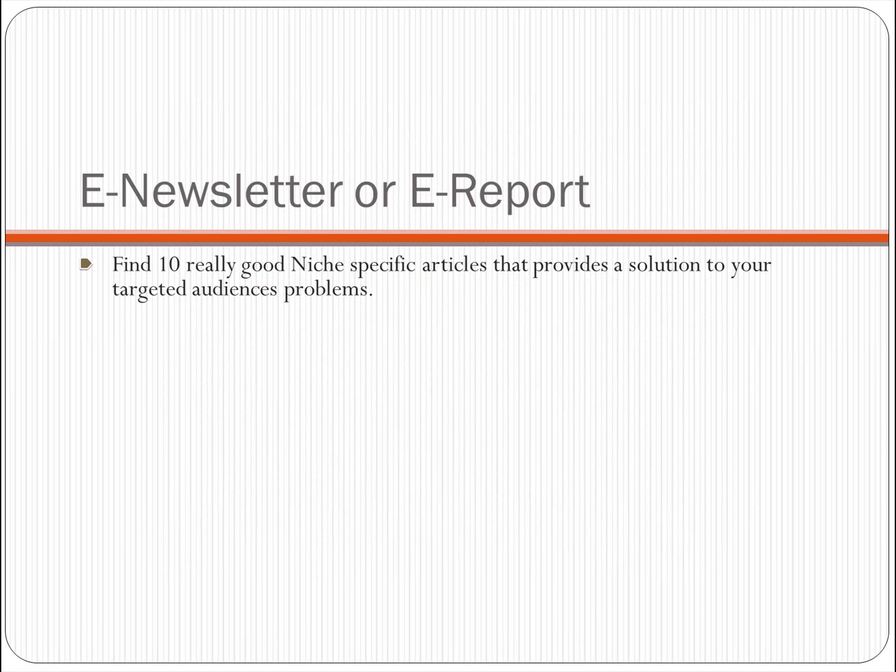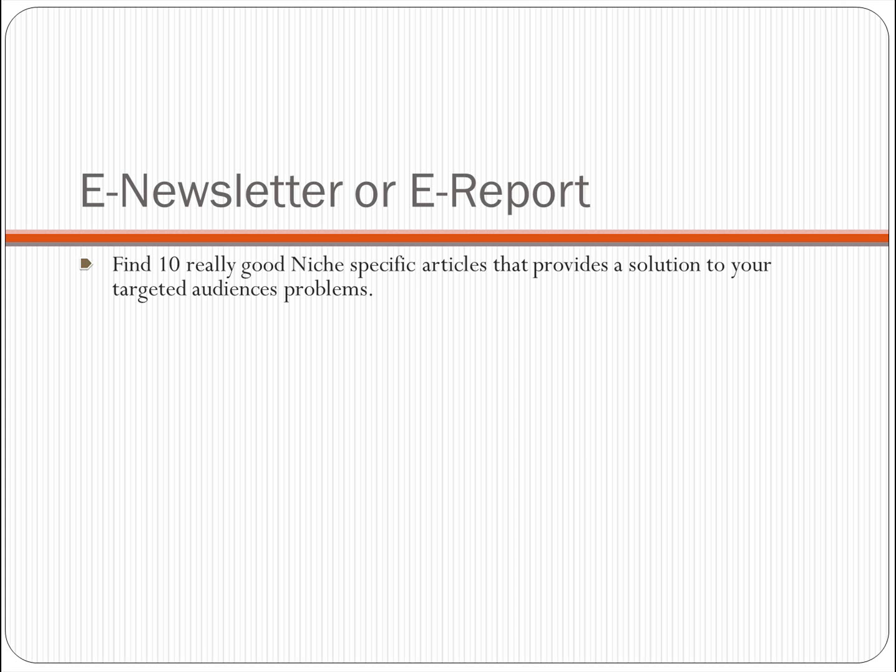All right, next we're going to be talking about an e-newsletter or an e-report. Now, this is kind of a unique way that a lot of people don't teach about of creating a free product. The work's basically been done for you as far as the content. What you're going to do is find 10 really good niche-specific articles that provide a solution to your target audience's problem. So you've identified the problems, now you're looking for the solution.